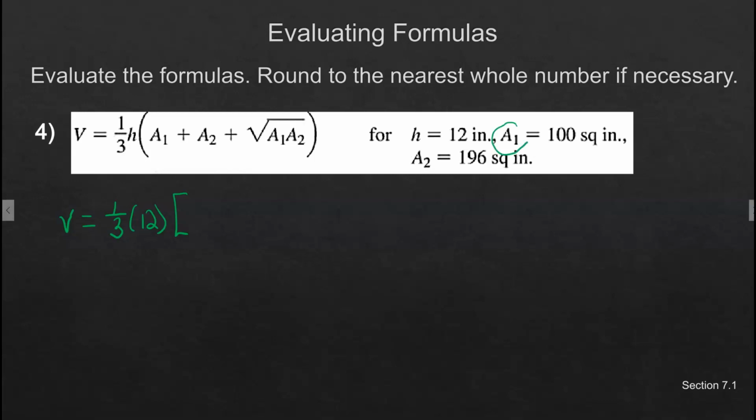Okay, so this is a subscript telling us that we have 2 A's. One is a subscript of 1, the other one's a subscript of 2, and that's how we can know the difference between the two. So A sub 1 is 100, A sub 2 is 196, and then we're going to multiply that by the square root of A sub 1 times A sub 2, so 100 times 196.